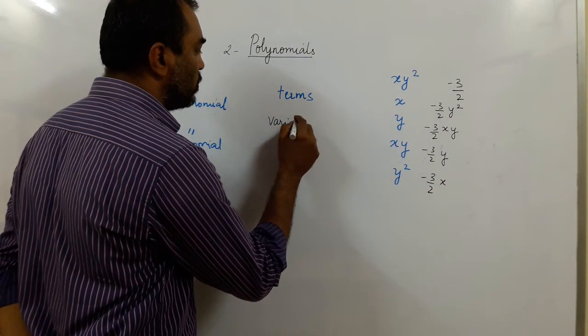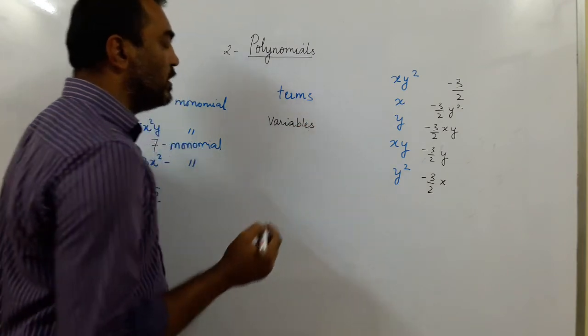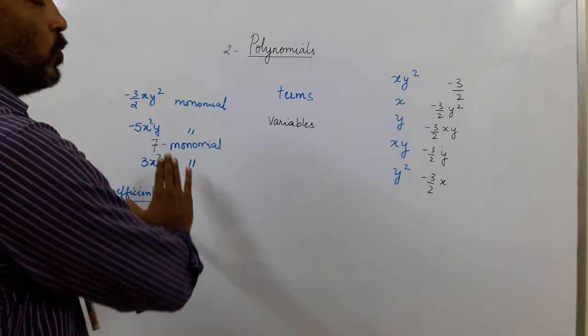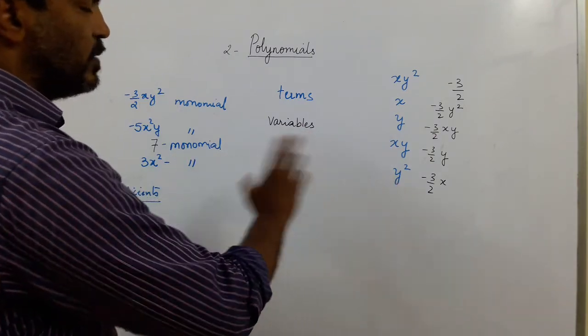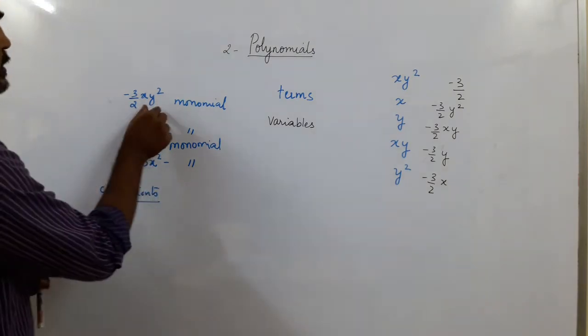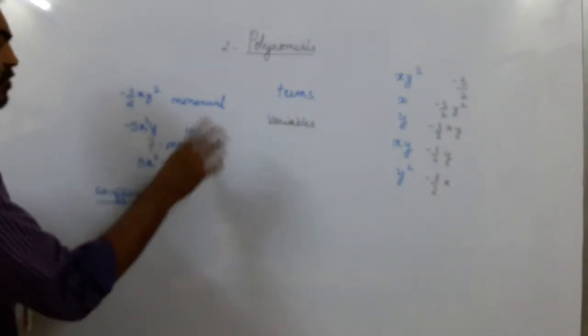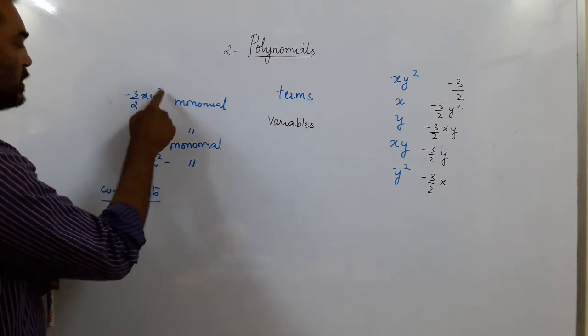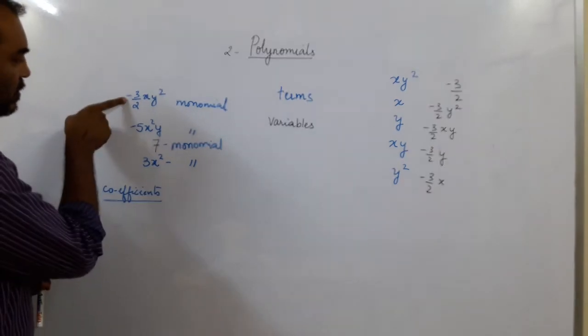variables. So what are variables? Terms are the polynomial. One term is a monomial, two is a binomial, three terms separated by plus and minus. Variables is xy square. This can take any value. The values can keep on changing. So x square y, xy square. These are the variables. These are the constant.